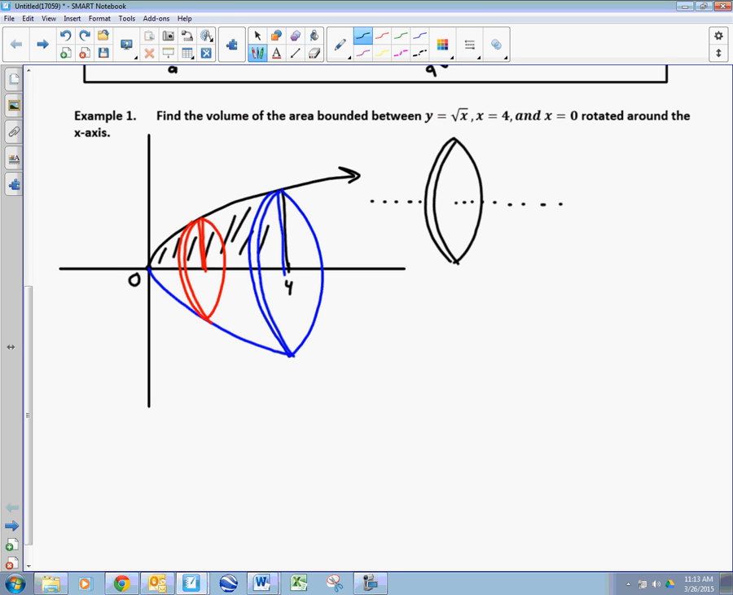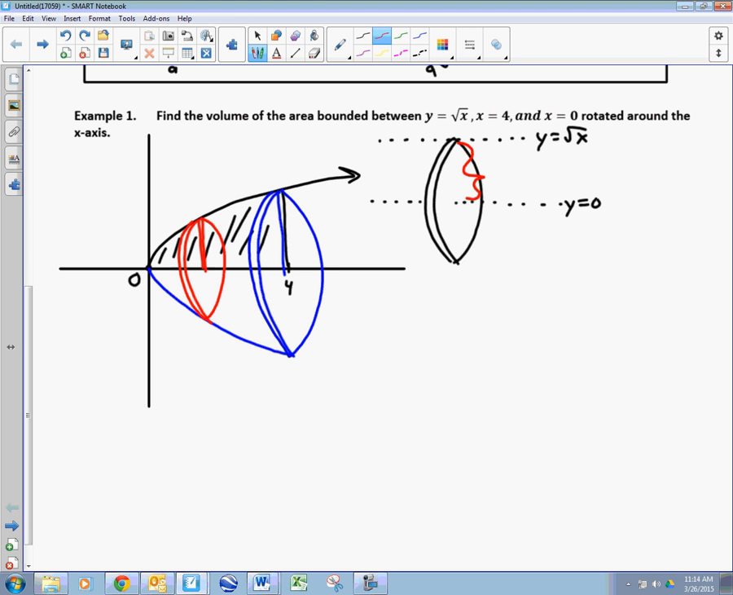What is the center of that disc? What creates the center? Y equals 0. Does the function create the top part of the disk or the bottom part? The top part of the disk. So the radius is going to be equal to the distance from the top part of the disk to the middle part, which is just the square root of x.